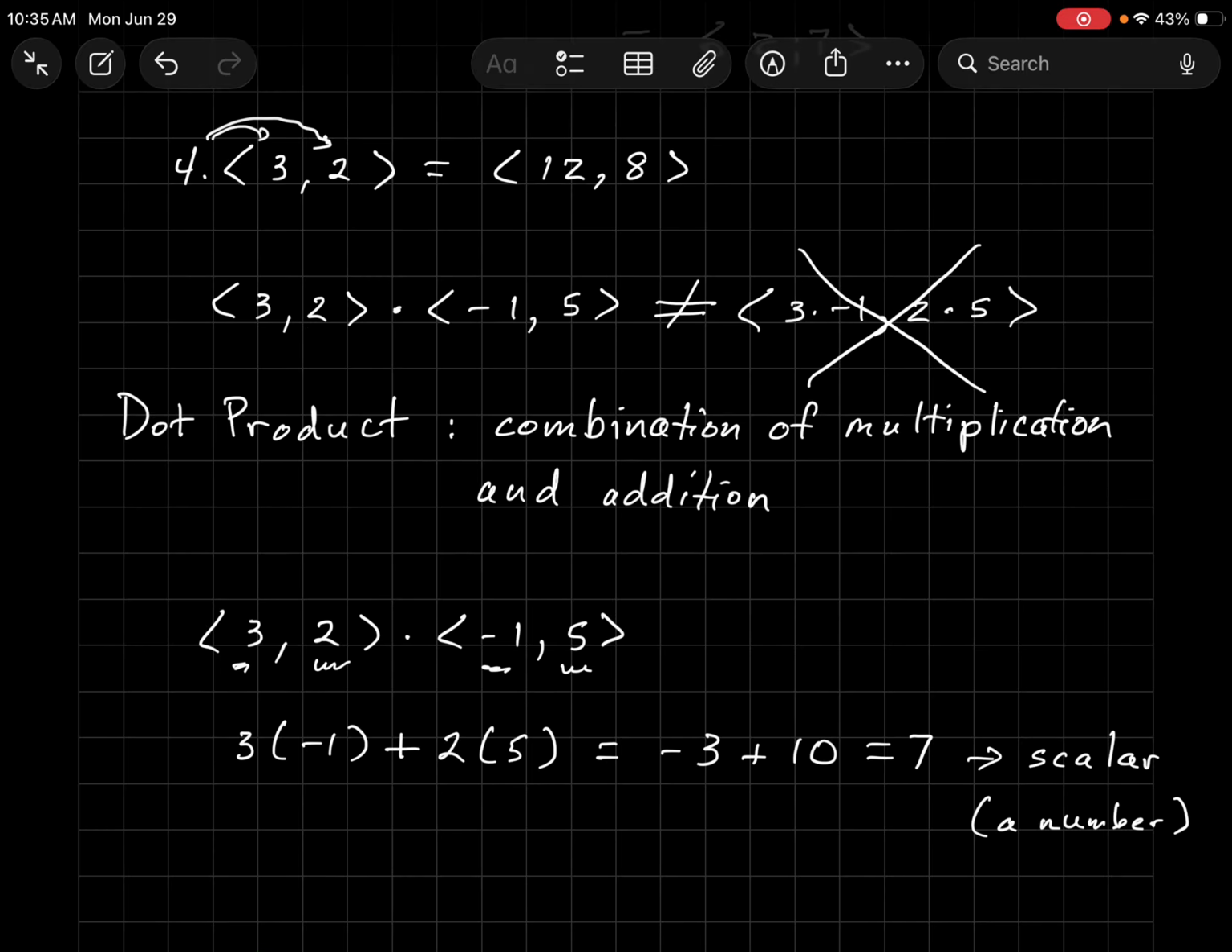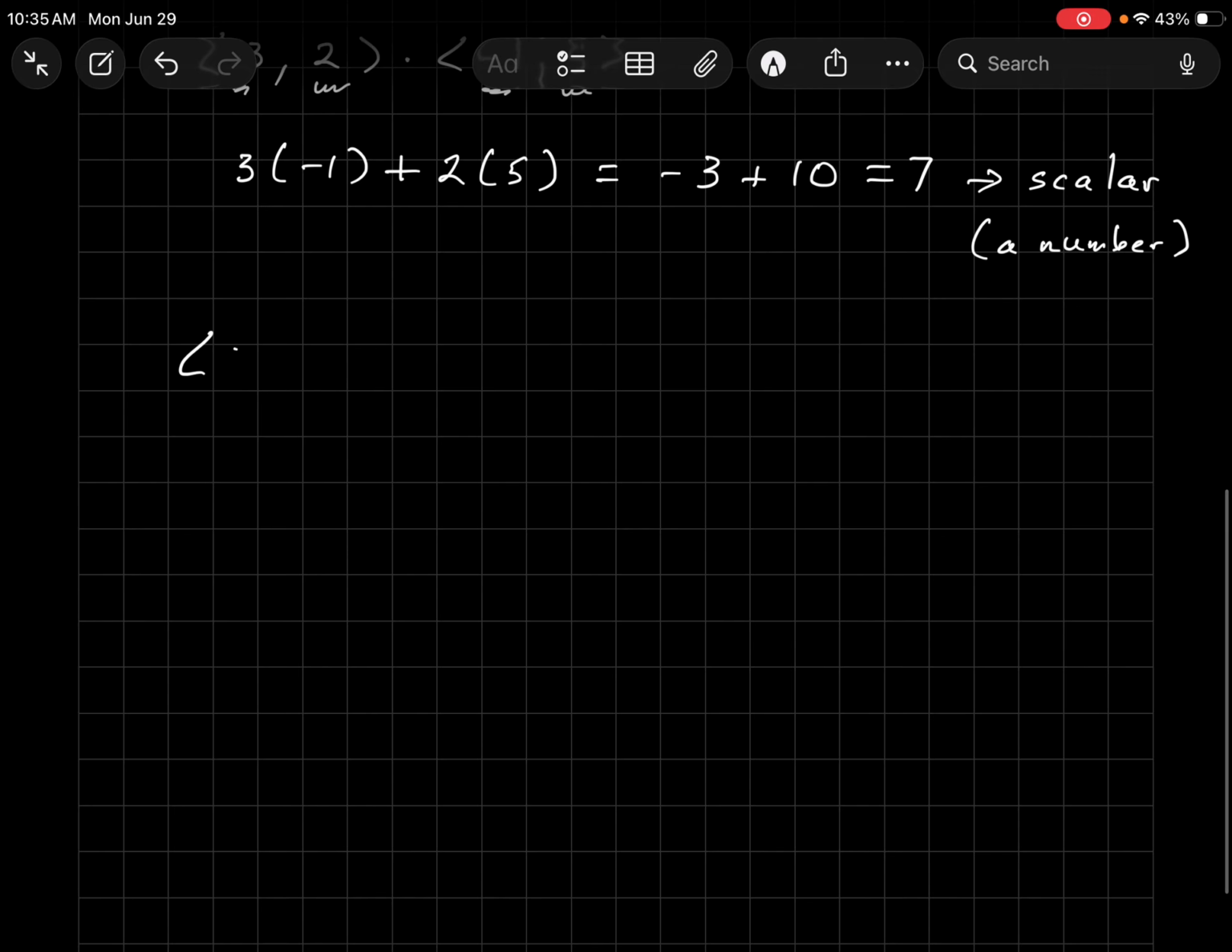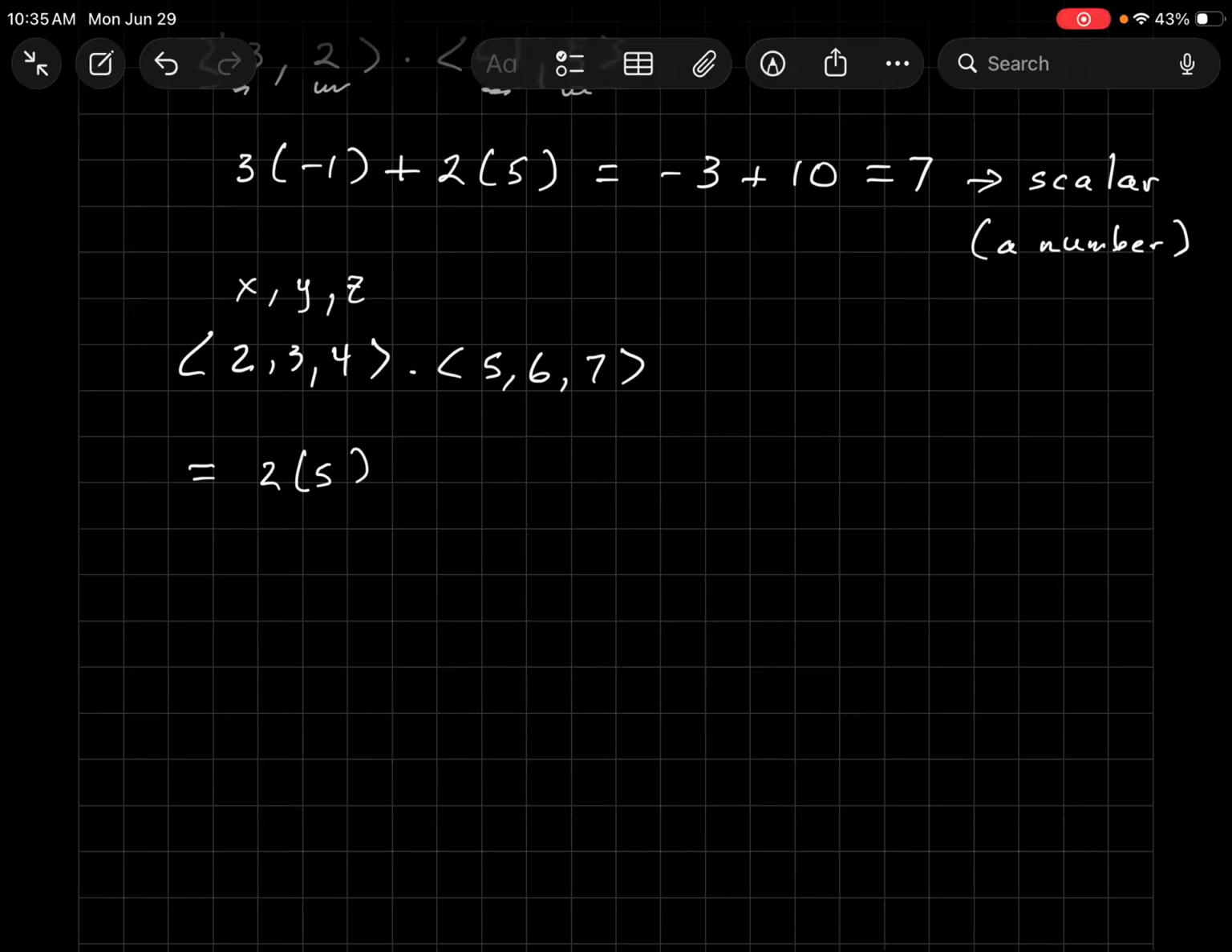Let's do a couple more examples. Let's do the dot product of 2, 3, 4 with 5, 6, 7. In this case, I think of this as x, y, and z. So I'll multiply the x's together, 2 times 5. The y's together, 3 times 6. The z's together, 4 times 7. And I add the values. 10 plus 18 plus 28, which gives me the dot product is the value 56.